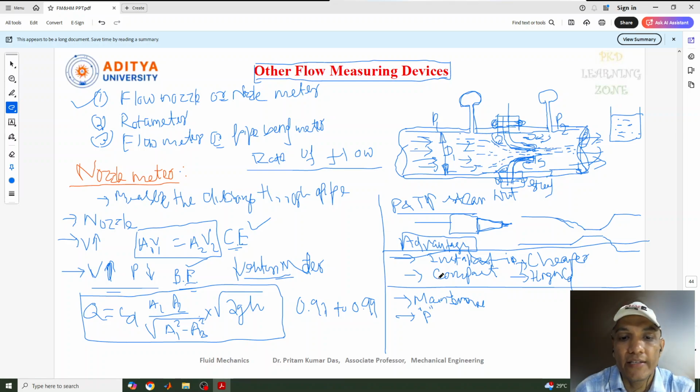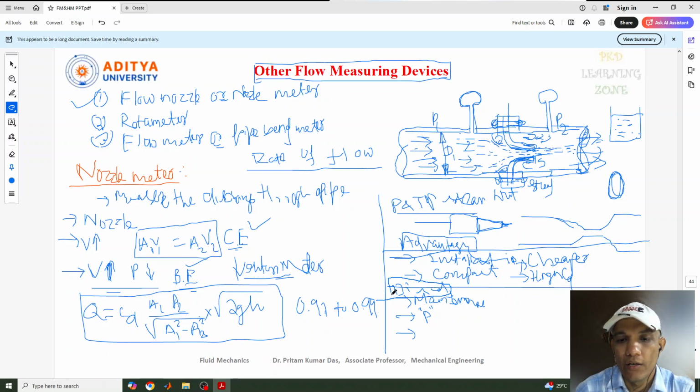And we can say this is somehow, compared to the orifice meter, somewhat complicated. The orifice meter, if you remember, is very simple. A circular plate is there, the orifice plate, and there we used to find out the rate of flow. So comparatively, for the orifice meter, the installation is difficult. Now, if you compare with the venturi meter, it is easy to install. So these are some advantages and disadvantages for the nozzle meter.